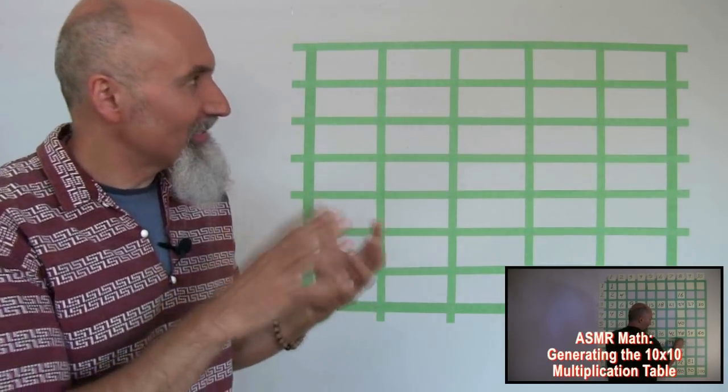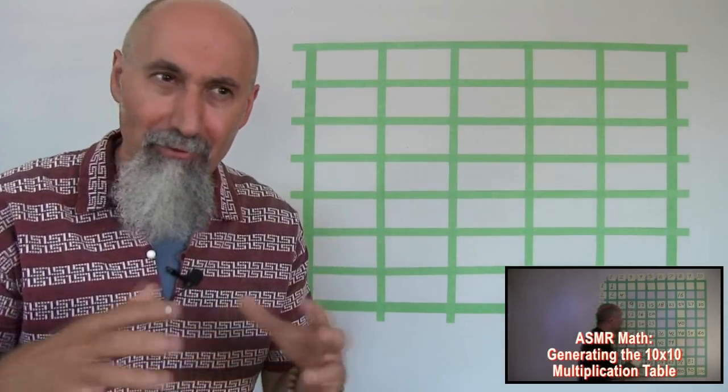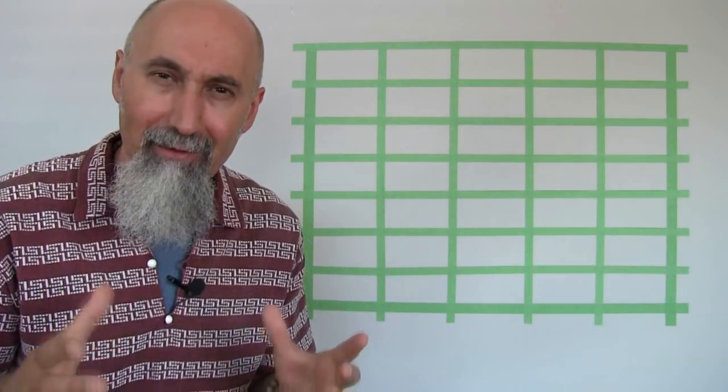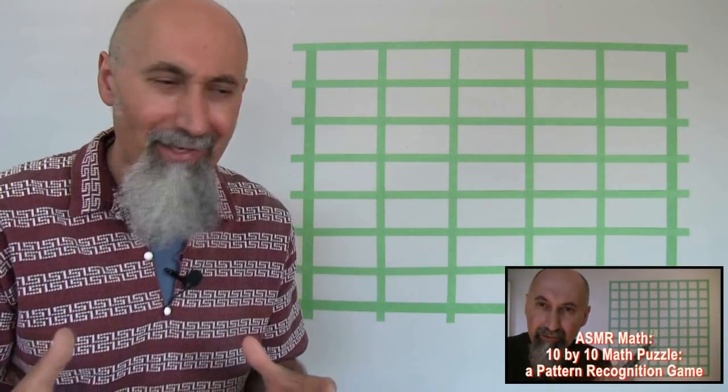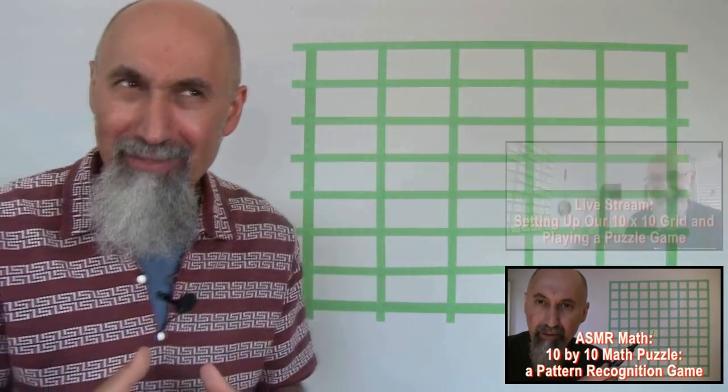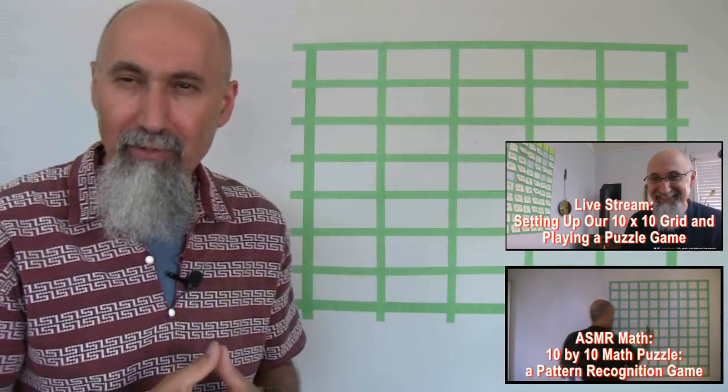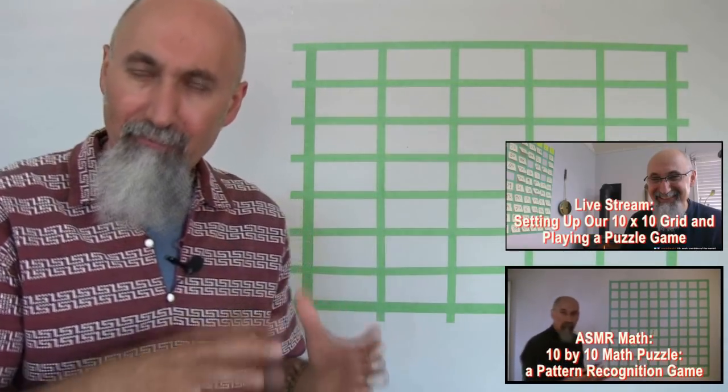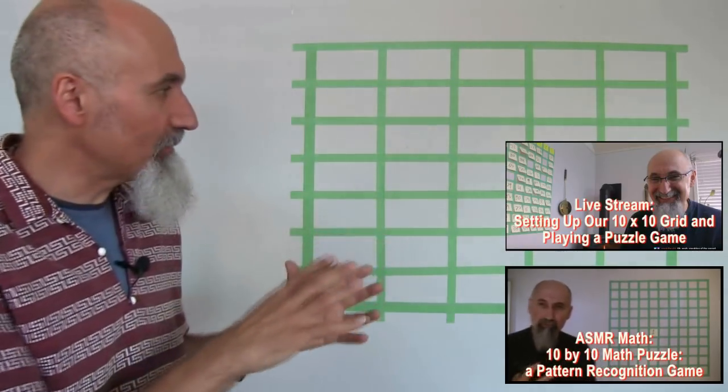And then since we had the grid up, we also learned how to play a 10 by 10 math puzzle pattern recognition game. And a few months ago, we ended up doing a live stream, about 3 sessions of live stream, of playing that game as well, right? So we use that technique for setting up that grid to set up this graph.